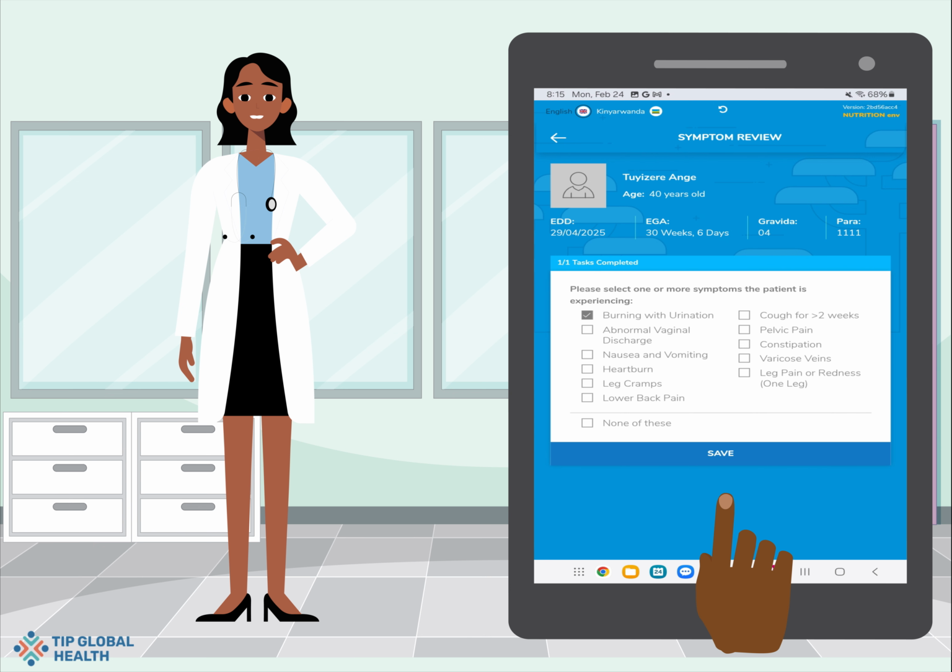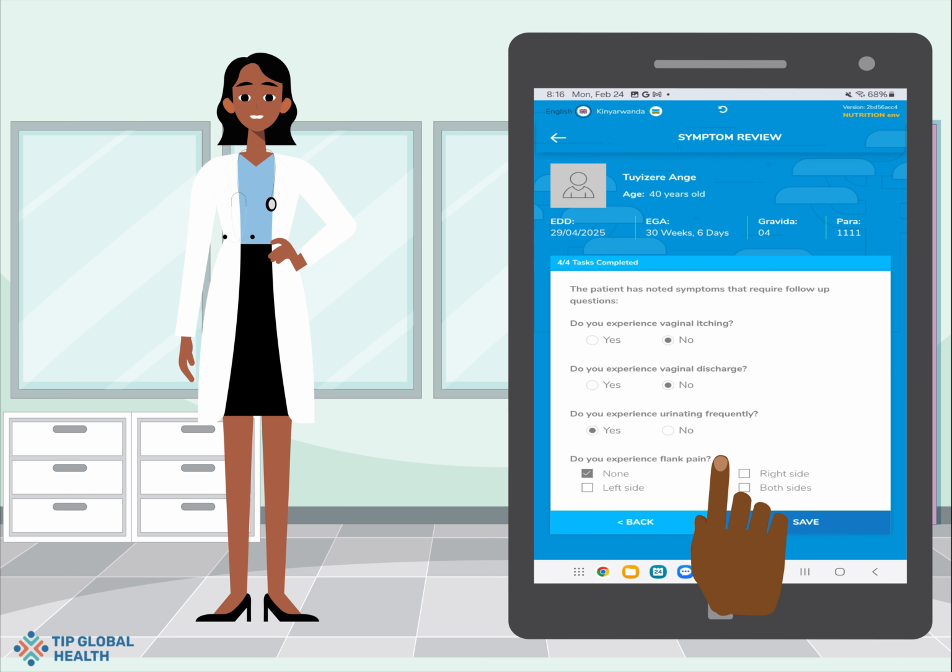These are symptoms that are not danger signs, but they may occur during pregnancy. Ange is experiencing burning with urination. I select that and hit save. I would then ask her follow-up questions based on her symptoms.